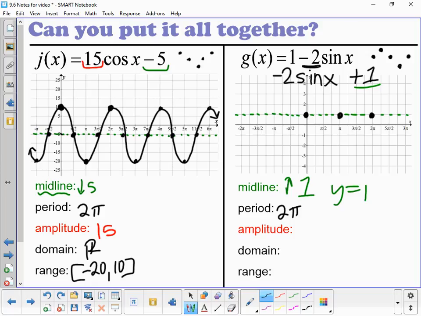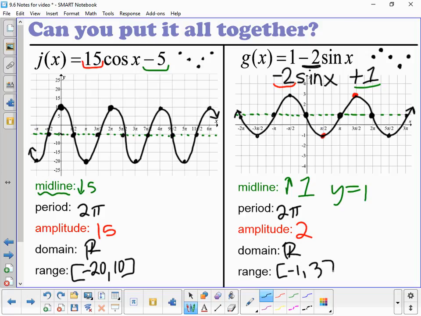And now finally I'll use the amplitude. I use the amplitude a little bit sooner when I'm doing the cosine, but with the sine you can get those 3 points on your midline first. This is a -2 here, so the amplitude is 2. The negative tells me go down first, then up. So I've got my points and I can extend my pattern. And we can see that it looks like this. Domain is all real numbers. The range is from -1 to 3.